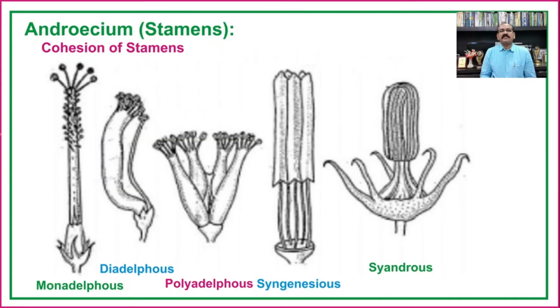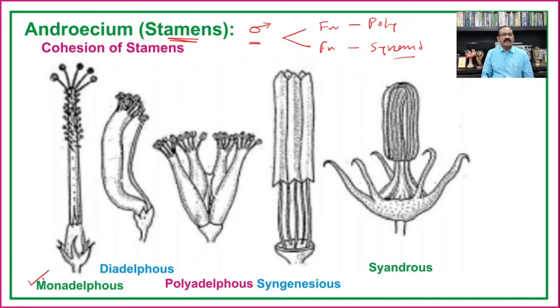Then the androecium, which we have seen already, is made up of stamens and is the male reproductive organ of the flower. Earlier we have seen that there may be free stamens or fused stamens. If free, it is known as polyandrous, and if fused, it is known as synandrous. Here a few examples are taken.